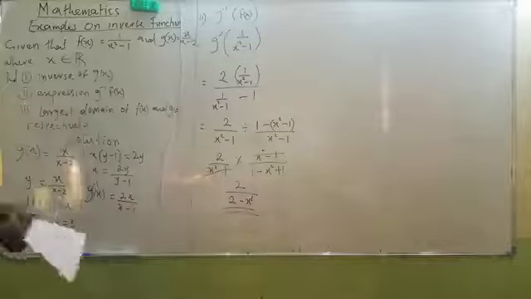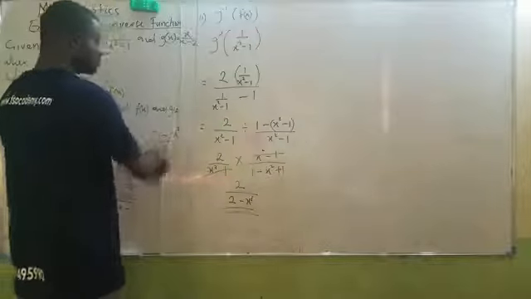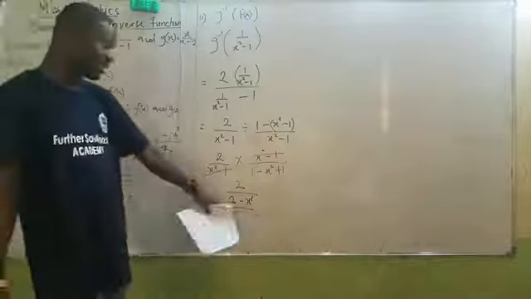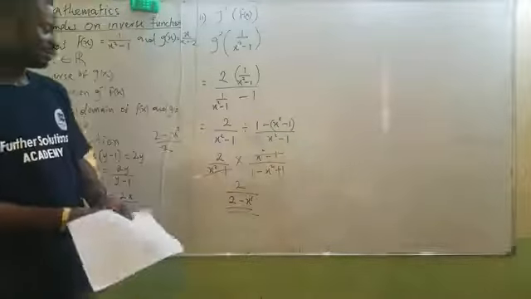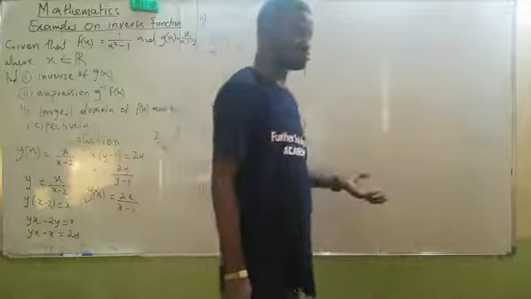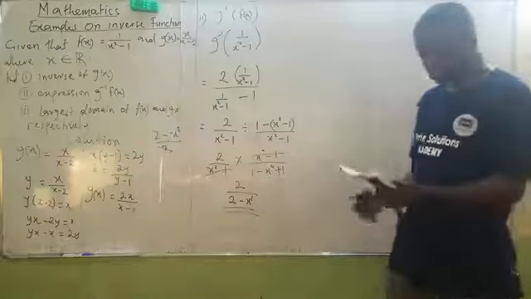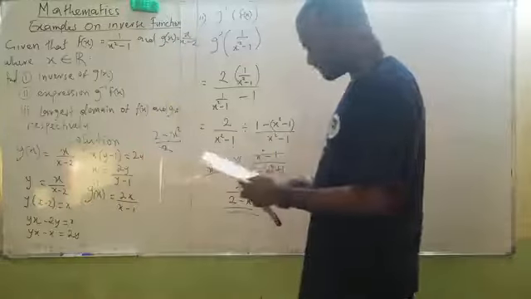Please, you can't do anything to this. Assuming it's 2x, now you can make it. But as it is, it's a very complex fraction. The only thing you can do to it is rationalize. You can rationalize and also convert to partial fraction, which is another problem on its own.